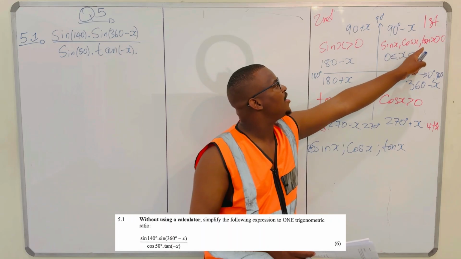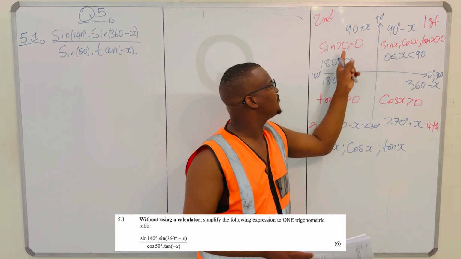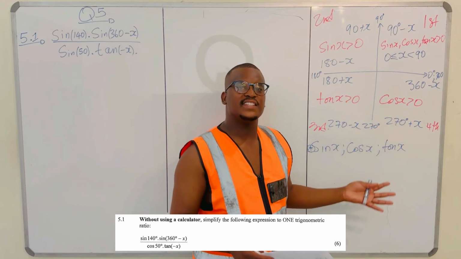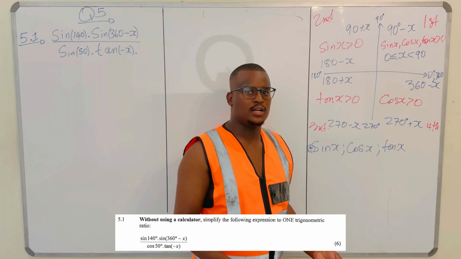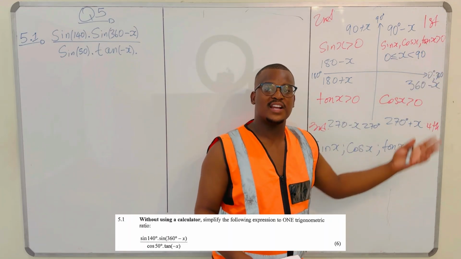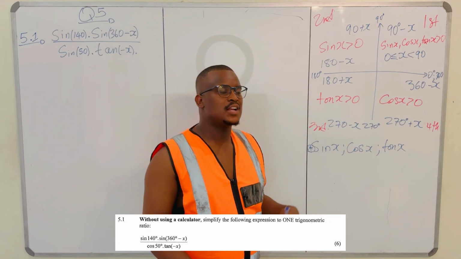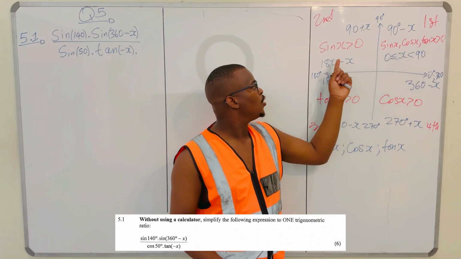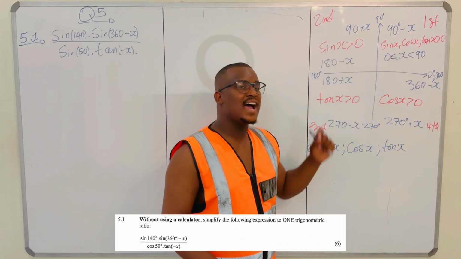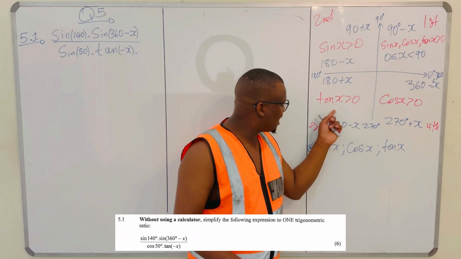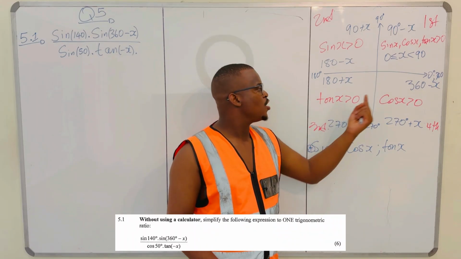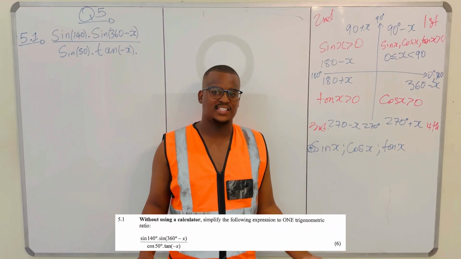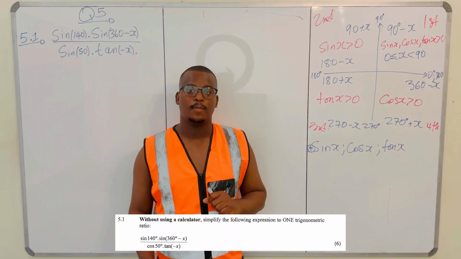So the functions written in red are positive in the quadrants in which they are written. If you see all three written on the first quadrant, it means all those trigonometric ratios are positive on the first quadrant. On the second quadrant, sine x is positive. On the third quadrant, the tangent of x is positive. On the fourth quadrant, the cosine of x is positive. That's what you need to know.